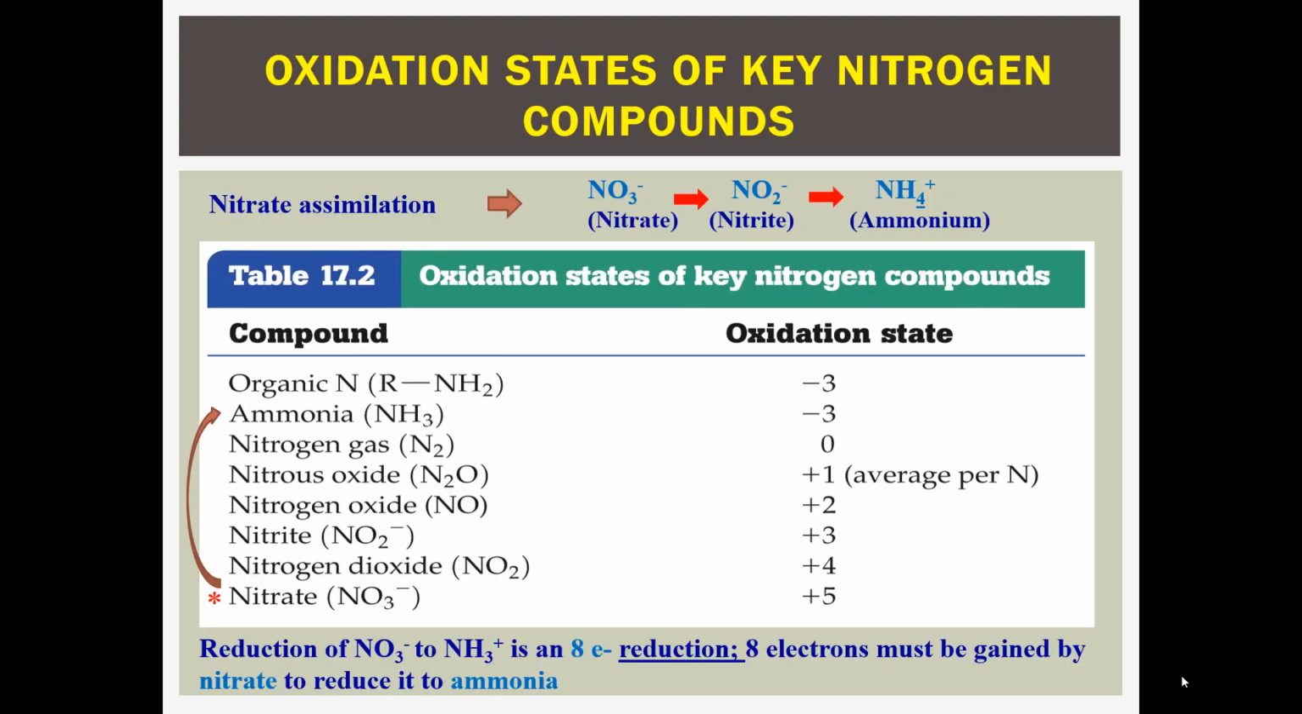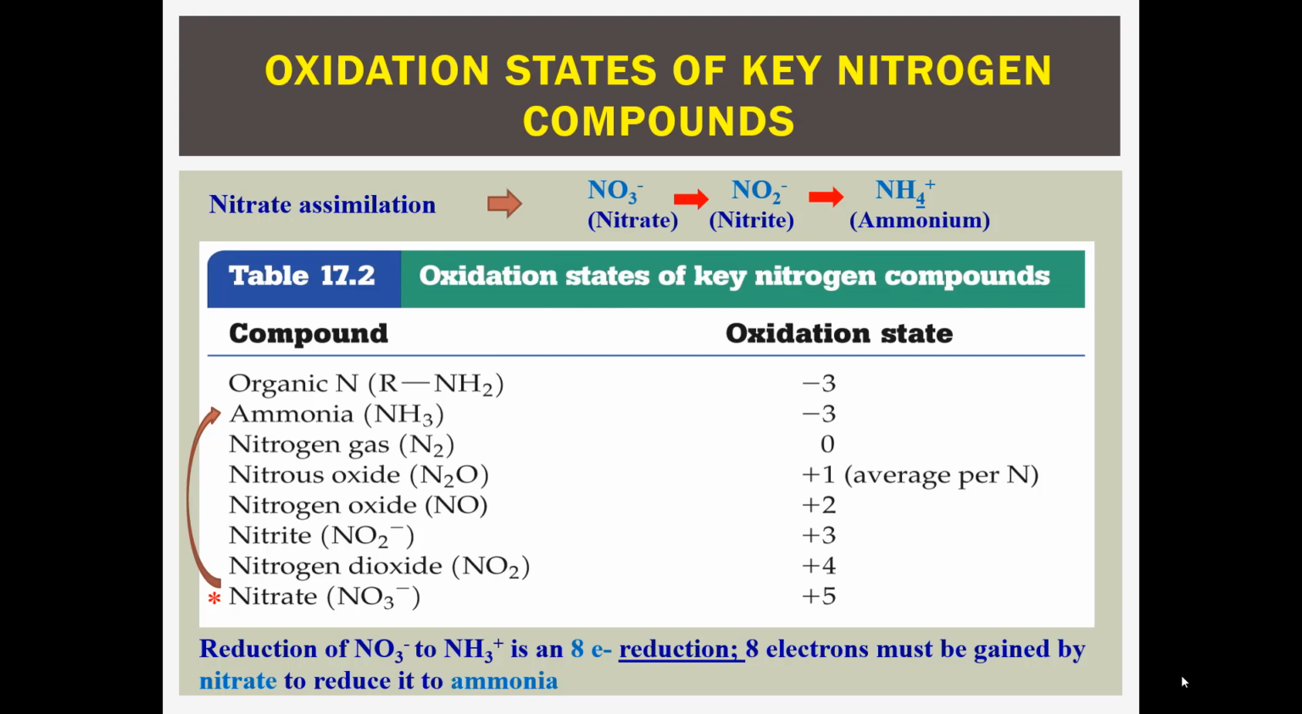So let's talk about the oxidation states of nitrogen. Oxidation state or oxidation number is a number assigned to an element in chemical combination that represents the number of electrons lost or gained by an atom in a compound. It is an indicator of the degree of oxidation of an atom in a chemical compound.